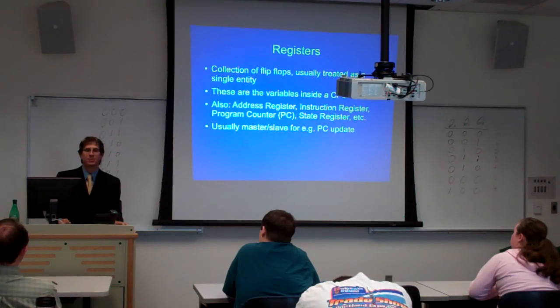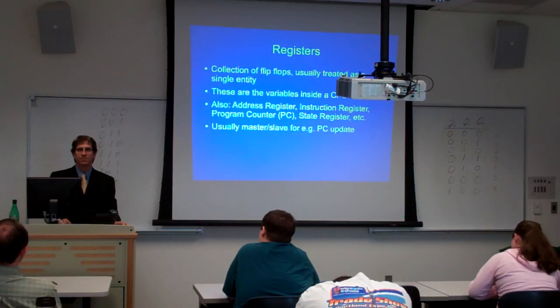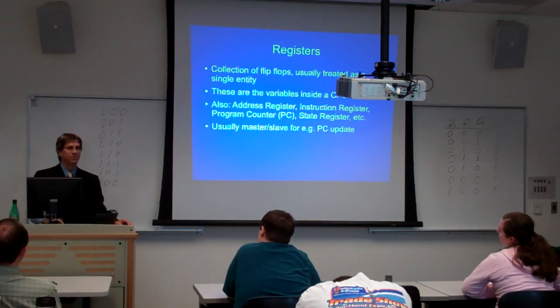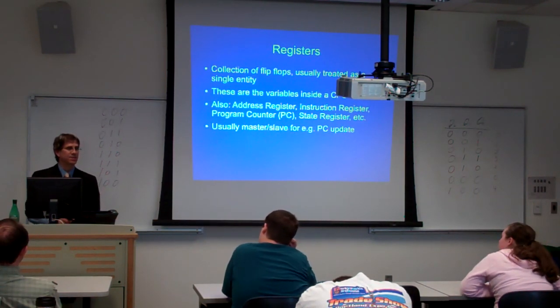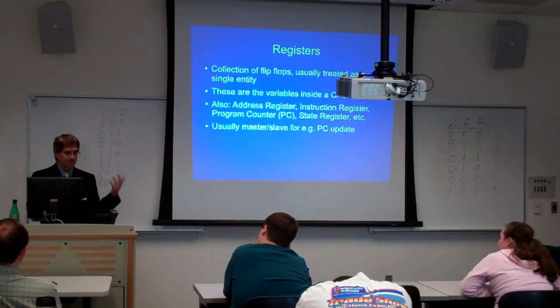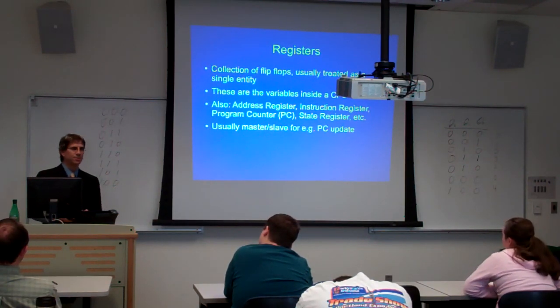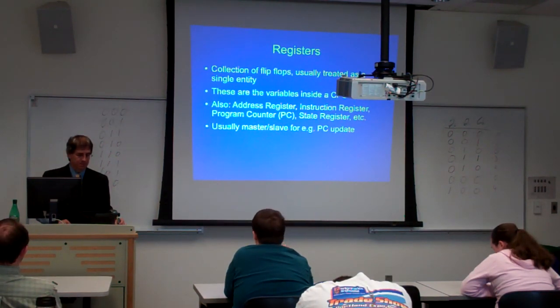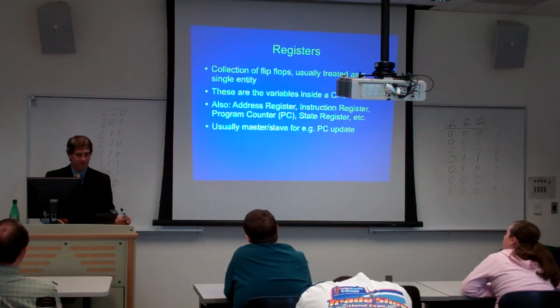There's a state register that stores certain flags that tell you, was your last operation something that resulted in a zero? Or did your last operation result in a negative number? Or is there an overflow condition on an operation you just did? So there's a lot of different registers inside a CPU, and we'll be looking at those when we talk about data paths and start designing what goes on inside the CPU. So lots of registers. And these registers usually need to be set up in some kind of master-slave way.